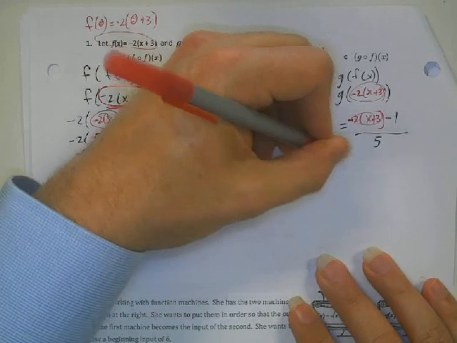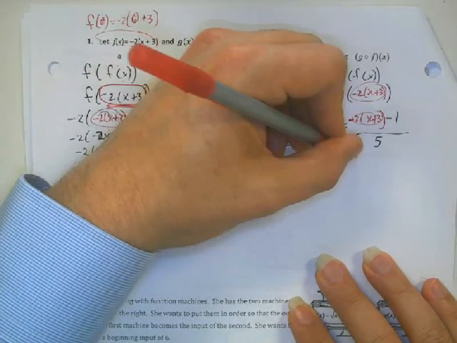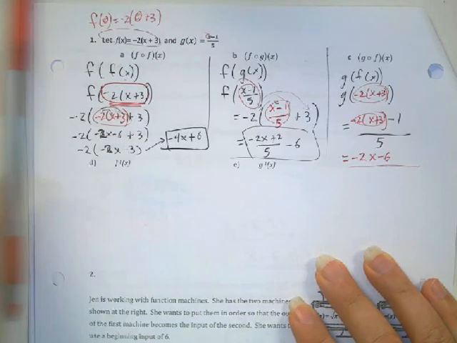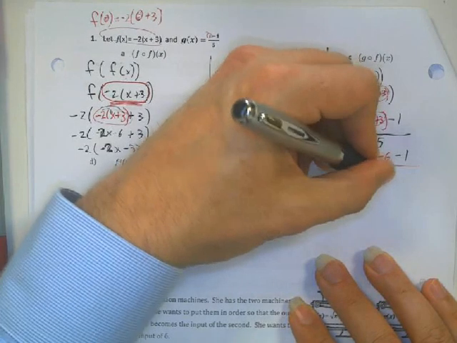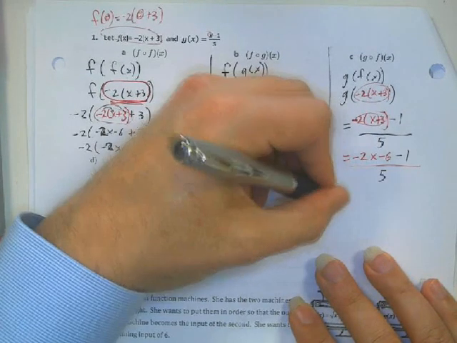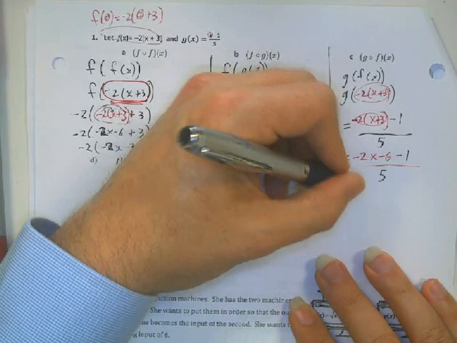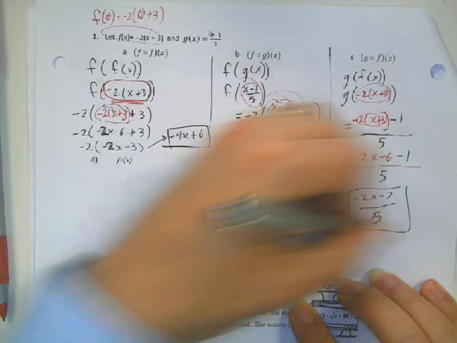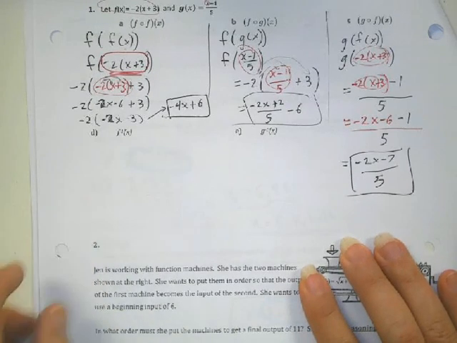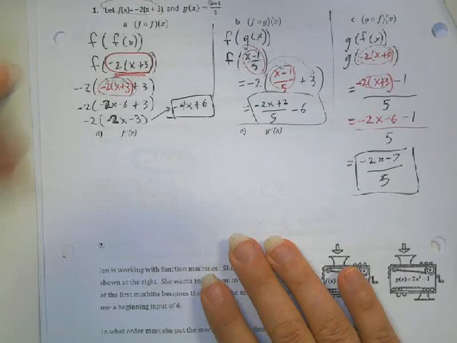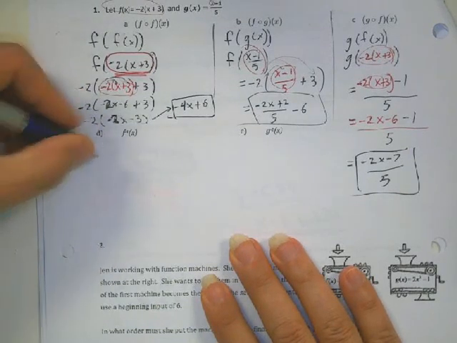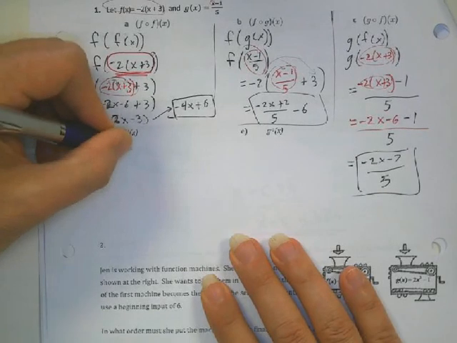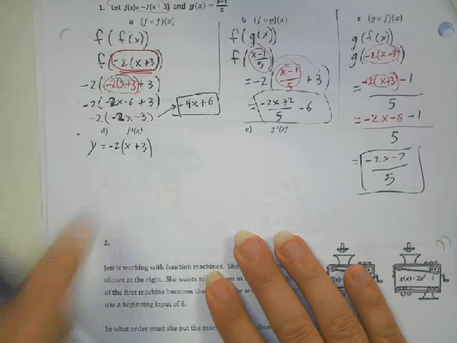So we end up with negative 2x minus 6 minus 1 over 5. And this is equal to negative 2x minus 7 over 5. Okay, oh my gosh, we have to figure this out here. So if I've got y equals negative 2x plus 3, then we switch the x with the y and y with the x.